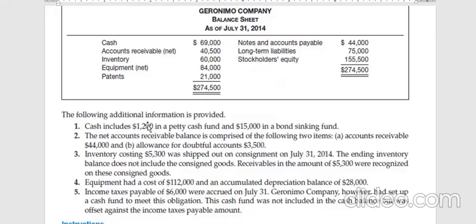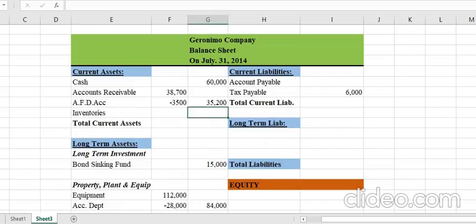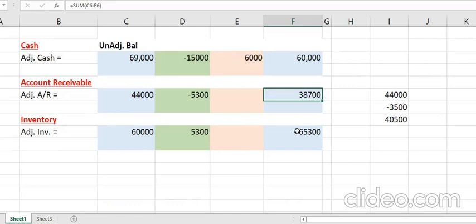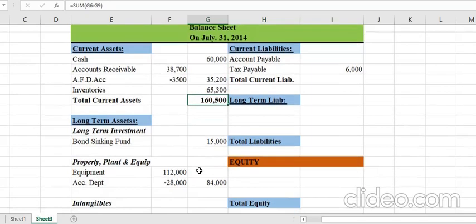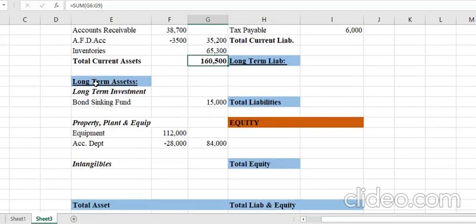Then our previous, unadjusted inventory was $60,000. Now our adjusted inventory value is 65,300. So I will shift this value here also, 65,300. And that's it. We do not have any information related to other current assets, so I'm going to add it up. The total current assets we have is 160,500. Let's move forward to the long-term assets.